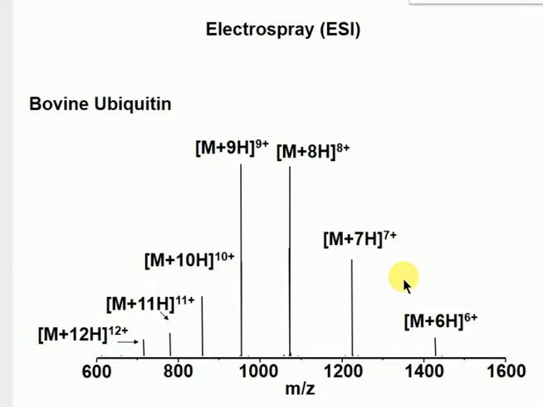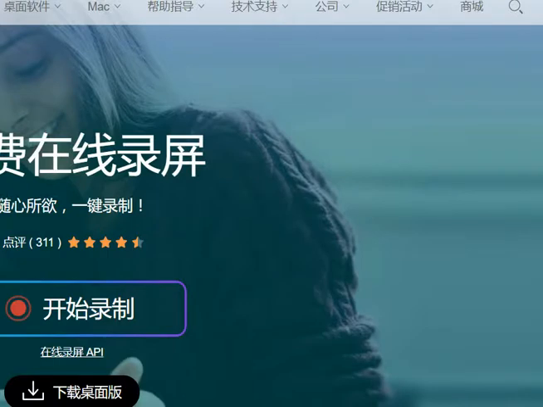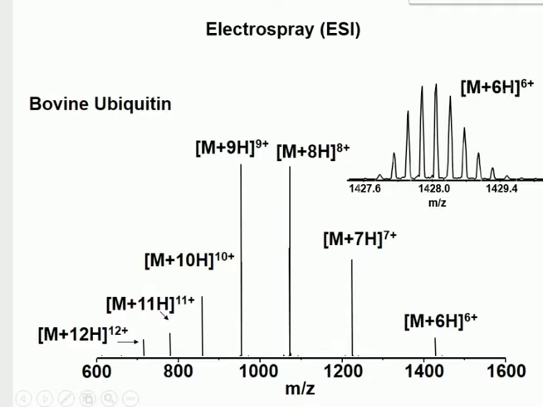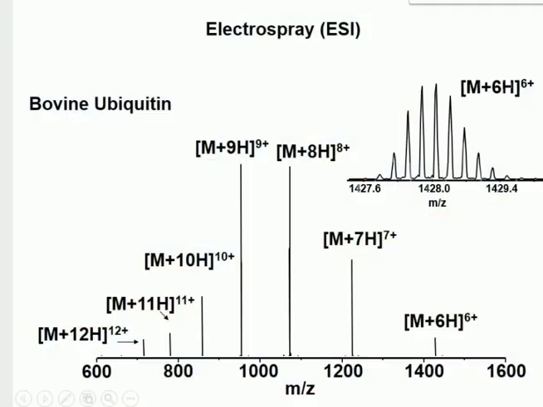If we focus in on the 6+ peak, this is what we see. Each of these peaks corresponds to an isotope peak. So this one here is the species where all the carbons are carbon-12, and here we've got 1 carbon-13, 2 carbon-13s, 3 carbon-13s, and so on. And so what's the spacing between these peaks? Yes, it will be 1/6, that's right.